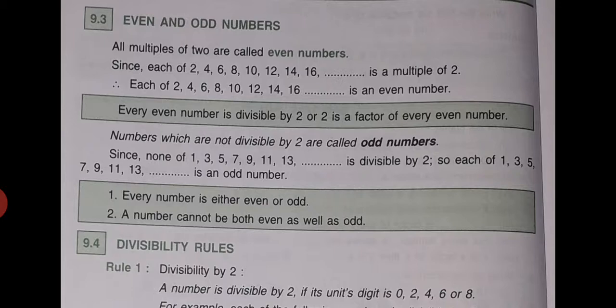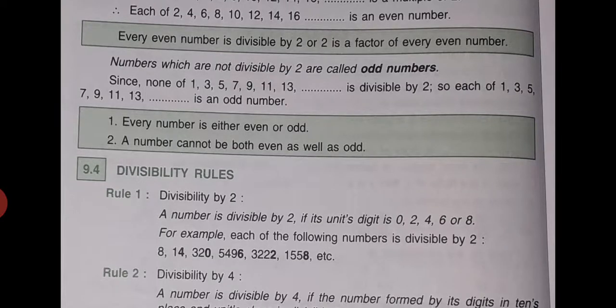And what is an odd number? Odd numbers are non-divisible by 2. Odd numbers are those numbers which are not divisible by 2. For example, 1, 3, 5, 7, 9, 11, 13 and so on. So these numbers are called odd numbers. Remember, every even number is divisible by 2, or 2 is a factor of every even number. And a number can't be both even as well as odd.